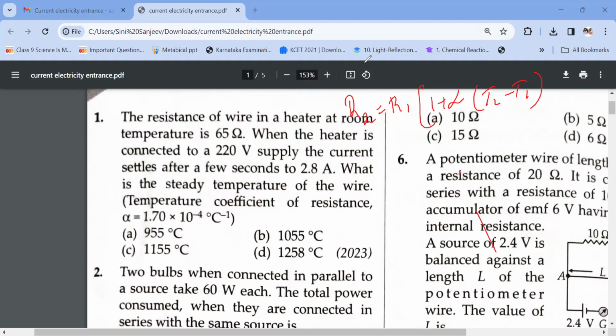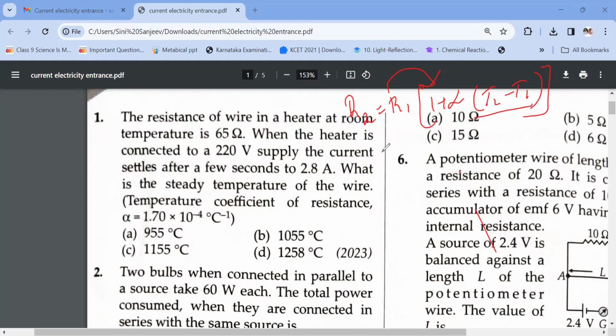So this is there in the NCERT textbook back question, in the current electricity chapter. R2 is equal to R1 plus R1 into 1 plus alpha into T2 minus T1. So multiply this R1 inside the bracket. So what do I get? What are they asking in this question? What is the steady temperature of the wire? Clear? Yes.